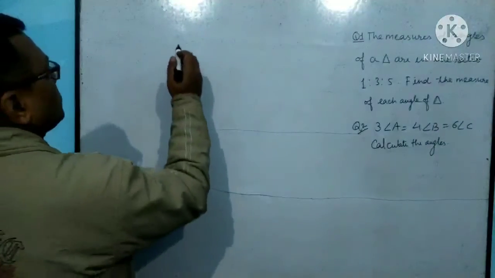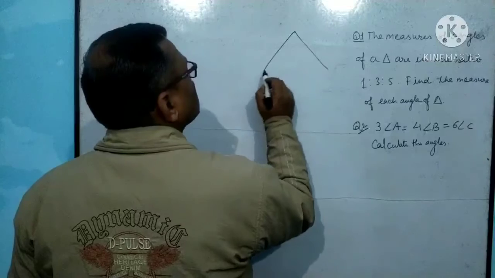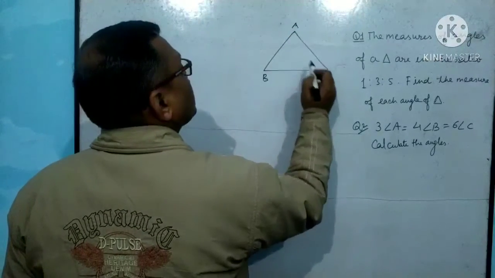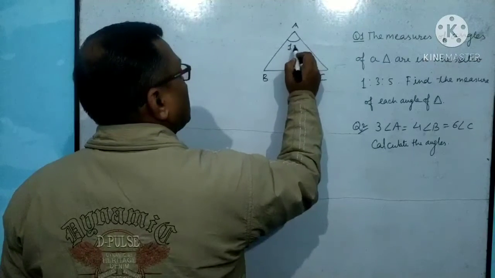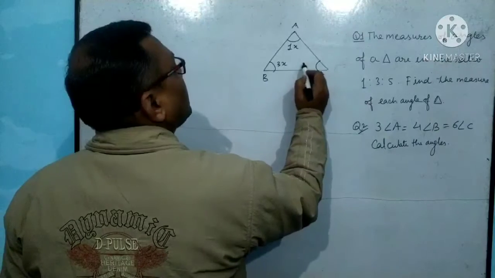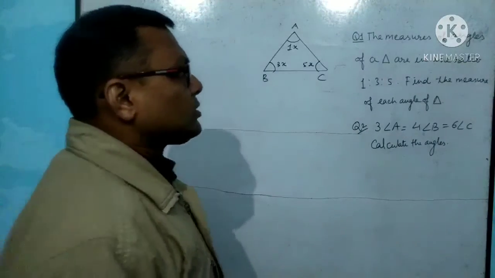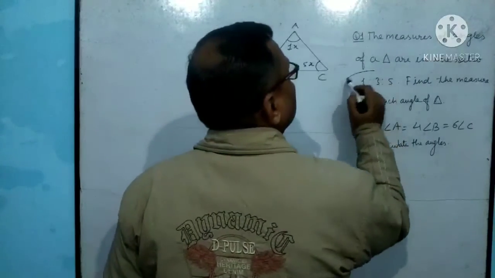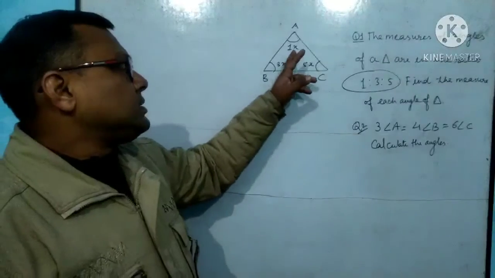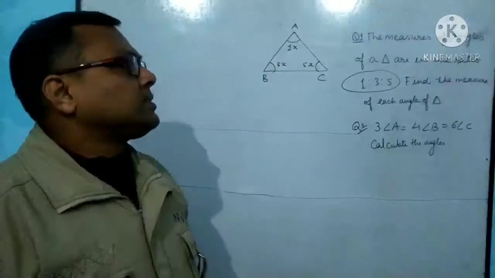So I form a triangle ABC like this, in which I take angle A as 1x, angle B as 3x, angle C as 5x. This is the method to separate the ratios. How the ratios are separated: 1:3:5, and x is taken as a multiplier. So 1x, 3x, and 5x.